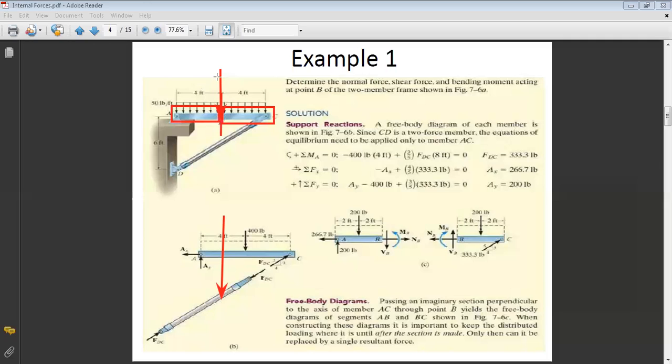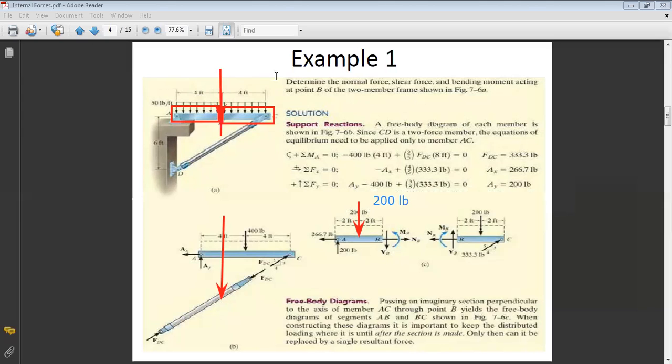So here, I do my cut, I say, what do I have on this part? I have a rectangular distributed load of length 4 feet. So this rectangular distributed load can be reduced to one resultant force acting at the middle of AB, okay? And this resultant force has a magnitude 4 times 50, which is equal to this area and equal to 200, okay? Now, I want to find what are my internal forces.